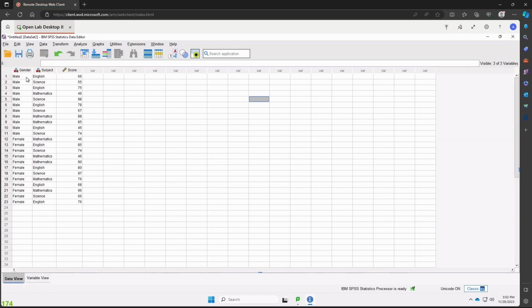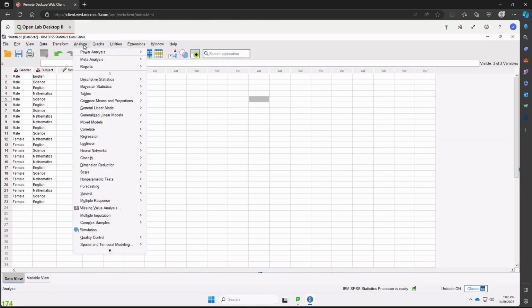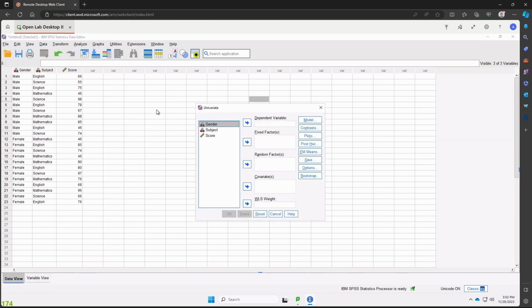So let's run the analysis of two-way ANOVA. First of all, we want to go to Analyze, and we're going to click General Linear Model, Univariate. It's the same thing as before. We're going to put score into the dependent variable, and gender is going to be in the fixed factors, and subject is going to be in the fixed factors. This is what's special about the two-way ANOVA, that you can put in two independent variables.